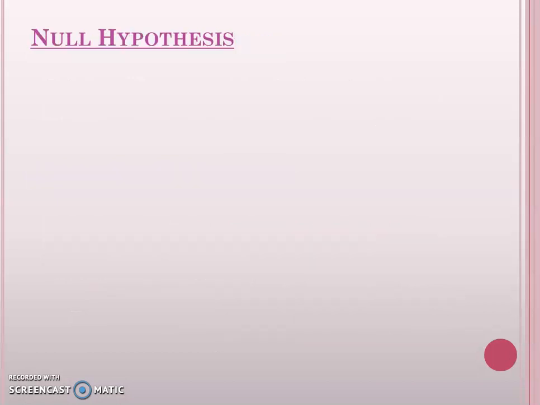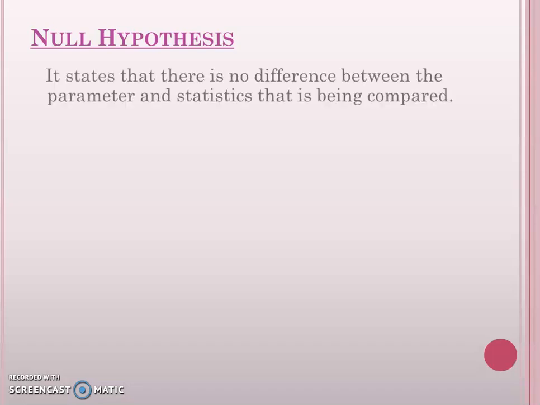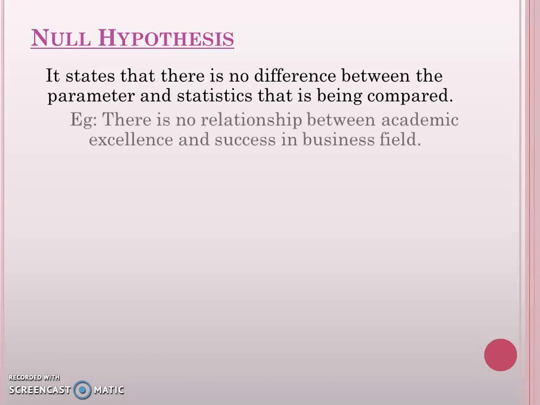And another important one is the null hypothesis. That means it states that there is no difference between the parameter and the statistic that is being compared. We have to underline the words "no difference." Here the parameter is related to the population, and the statistic is related to the sample. So here we are trying to find out whether the statistic represents the population, and whether there is any difference between the population and the sample. That is what we are comparing.